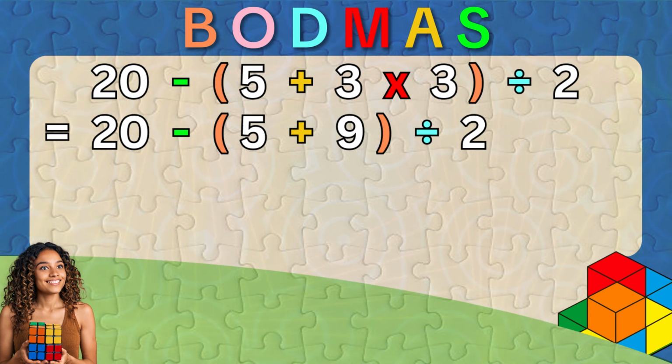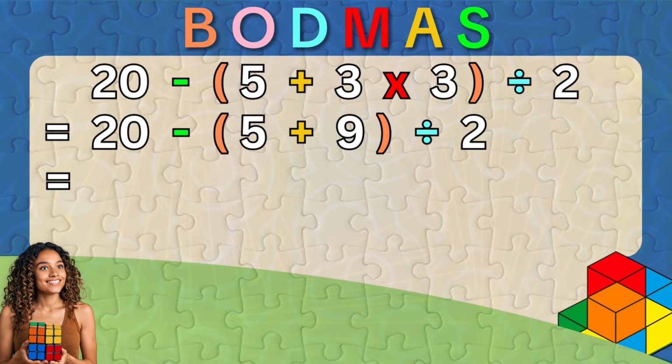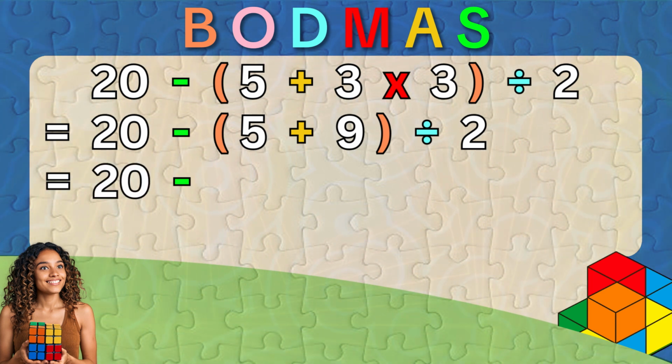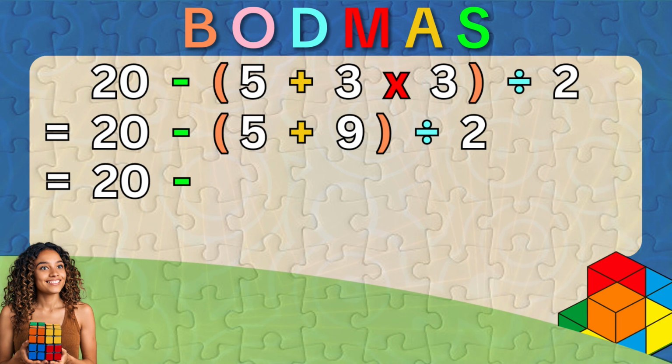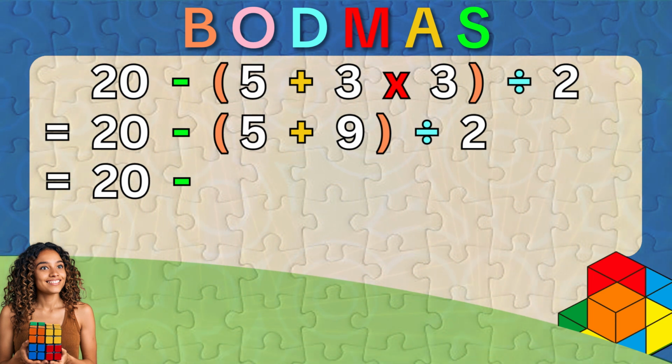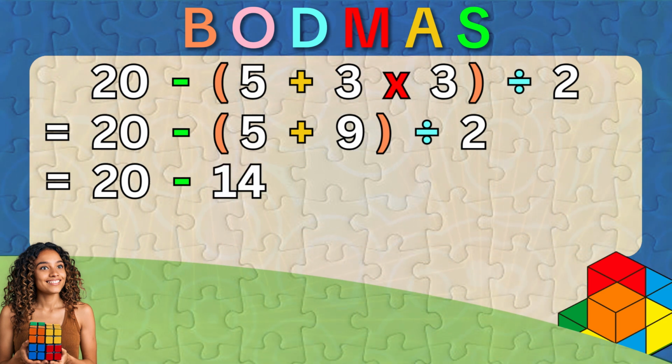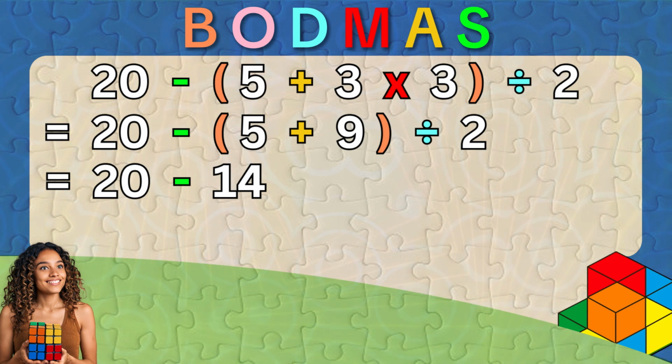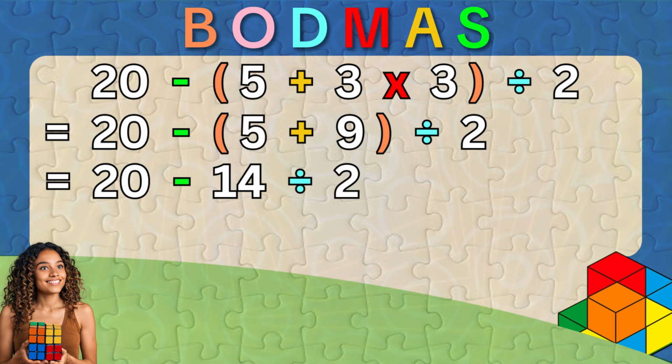Now let's finish the one remaining sum inside the bracket. On the next line down, we'll write the 20 minus again because we're not touching that just yet. We'll do the addition that's inside the bracket. 5 plus 9 is 14, so let's write that after the 20 minus. The brackets are now gone, so let's complete the line with the divided by 2.